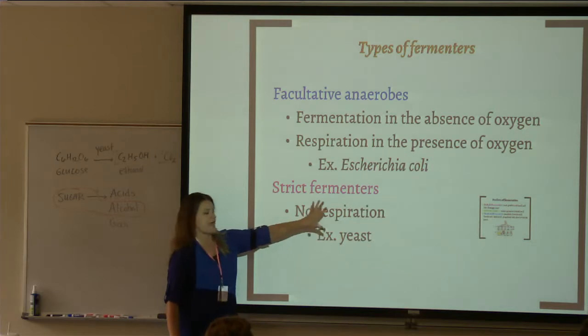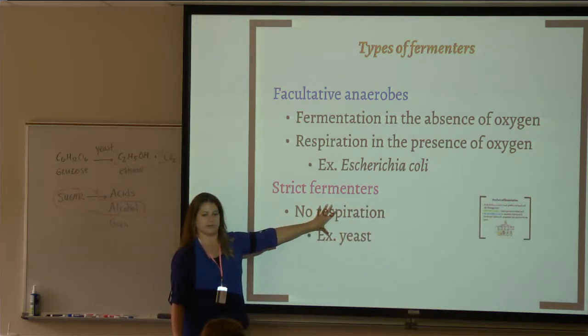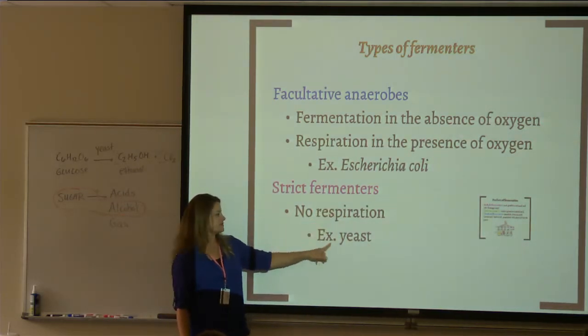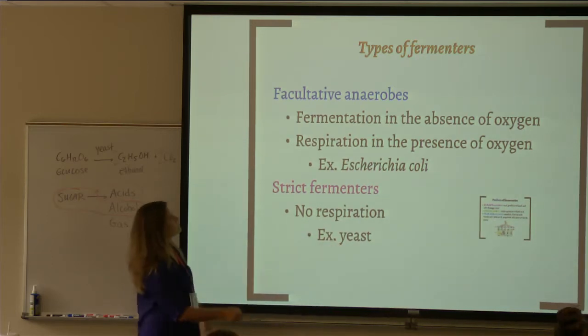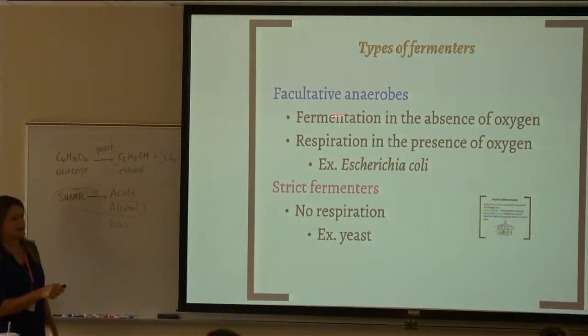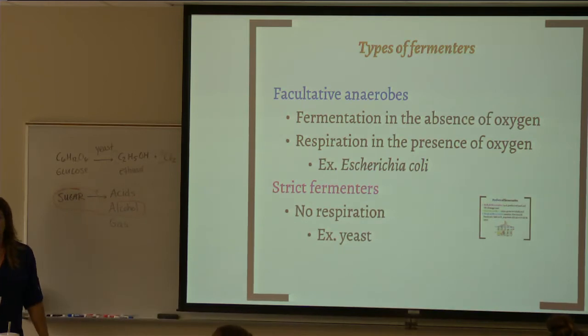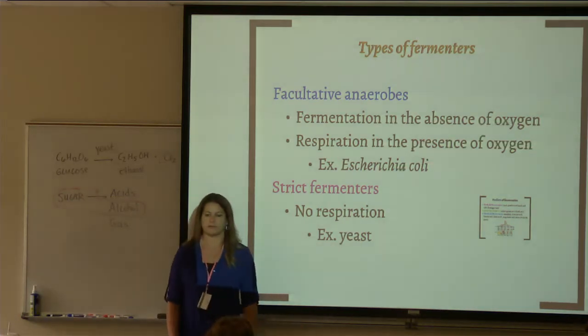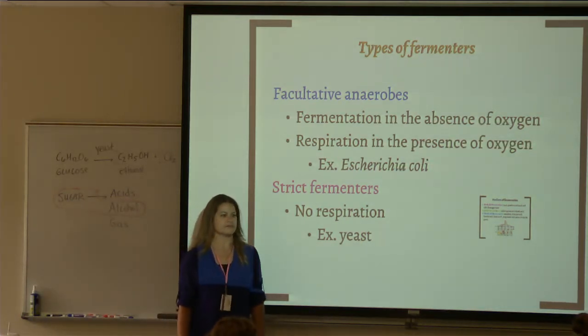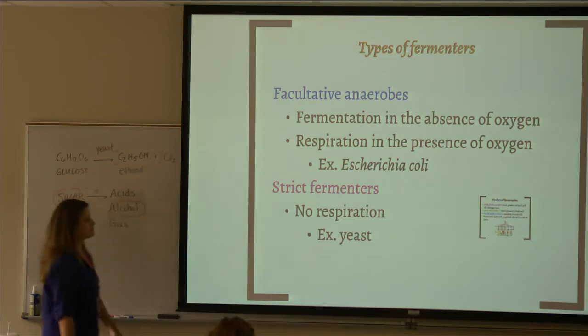Some organisms have to undergo fermentation only. It's what they do. Yeast only grows via fermentation. Some are known as facultative anaerobes, as we know. E. coli: if you take away oxygen from E. coli, it is going to undergo fermentation. If you keep oxygen with E. coli, it'll grow with aerobic respiration. So it's facultative either way.